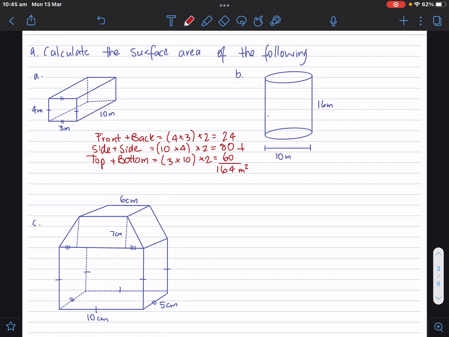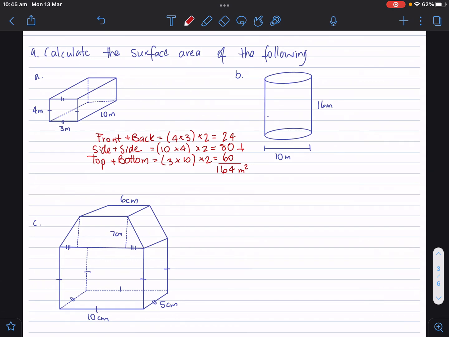For part B, we know the surface area of a cylinder's formula is given on your formula sheet. So your surface area equals 2 pi r squared plus 2 pi rh. And in this question, the radius equals, what's that, 10? That's a diameter. Radius will be half of diameter. So radius equals 5 and the height equals 16.